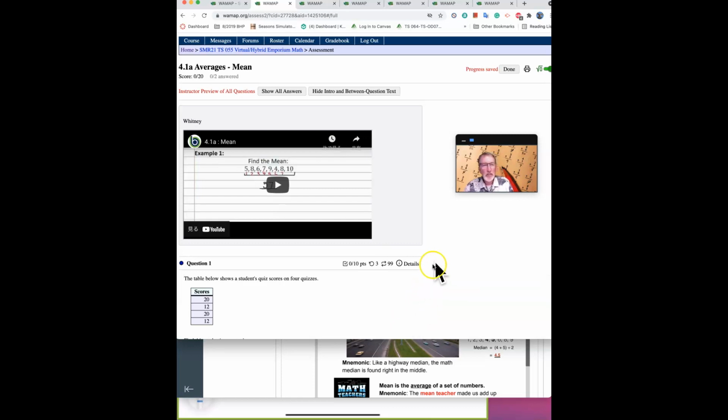Hello everyone, we're going to take a look at Unit 4.1A in WAMAP, which is averages. And averages covers several different topics, including mean, median, mode, and range.